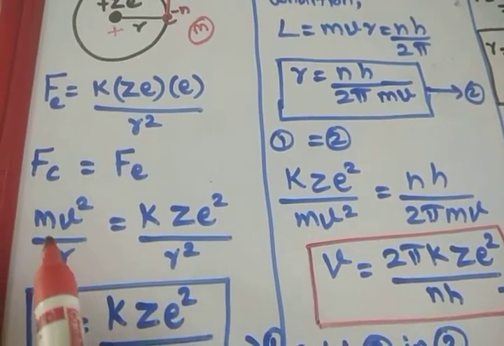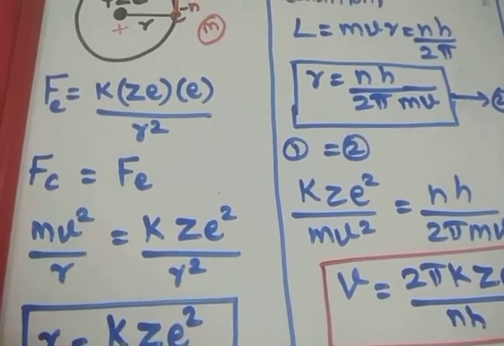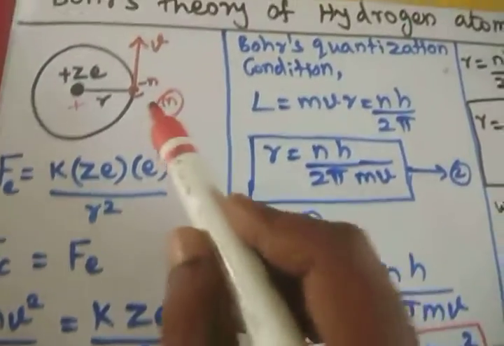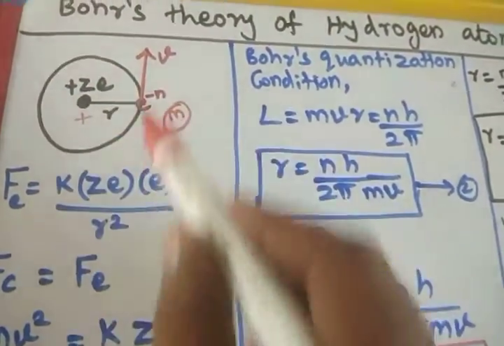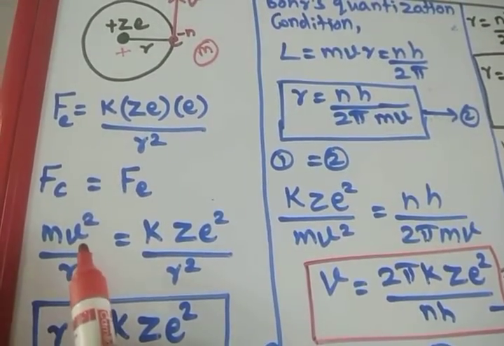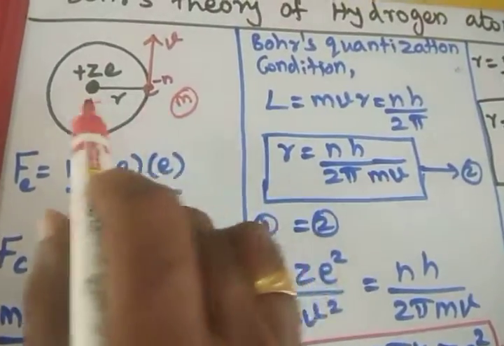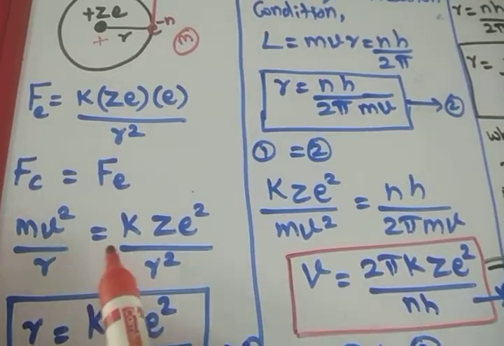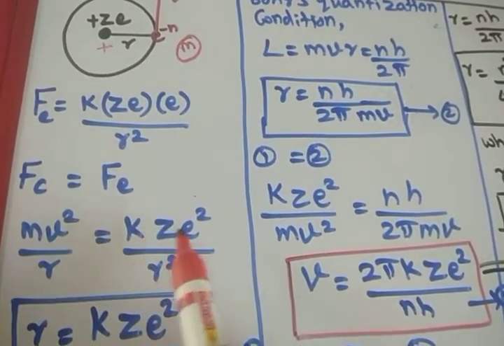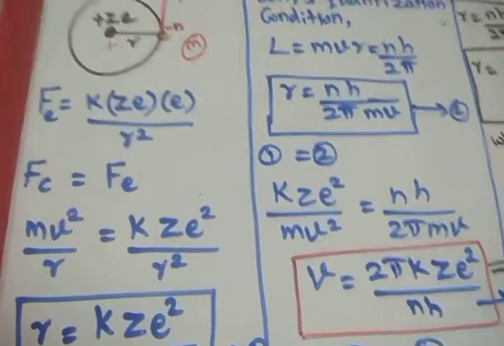What is the centripetal force? It is mv squared by r. Whose centripetal force? The electron's. So the centripetal force on the electron is the mass of the electron times velocity squared divided by the radius of the orbit, which is equal to the electric force, kZe squared by r squared.